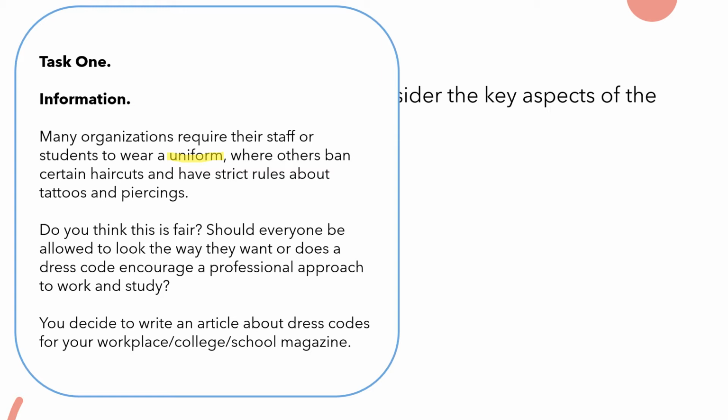It also gives you a few ideas about the kind of things that you can start thinking about to help respond to this question. So it mentioned things like uniform generally covers clothing, but it also goes a bit further and it mentions things like having haircuts and strict rules about tattoos and piercings. So really it's quite broad with the different things that you could write about.